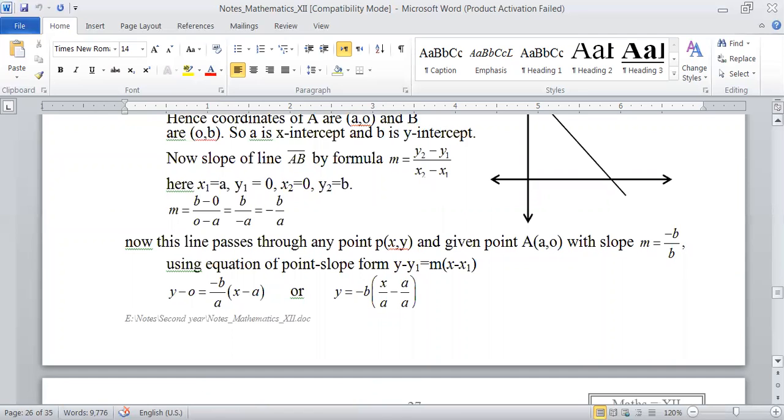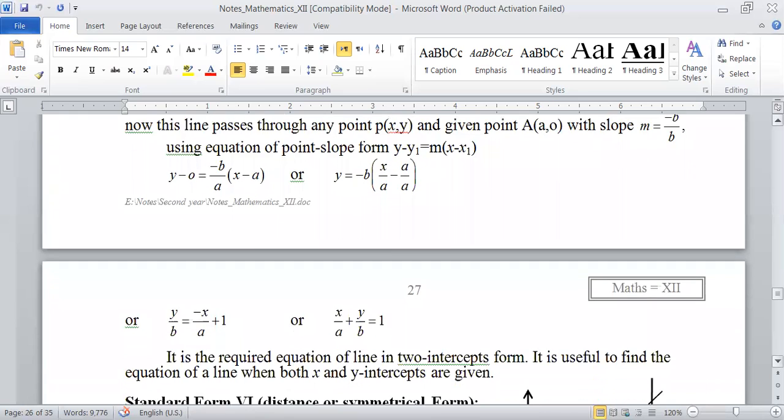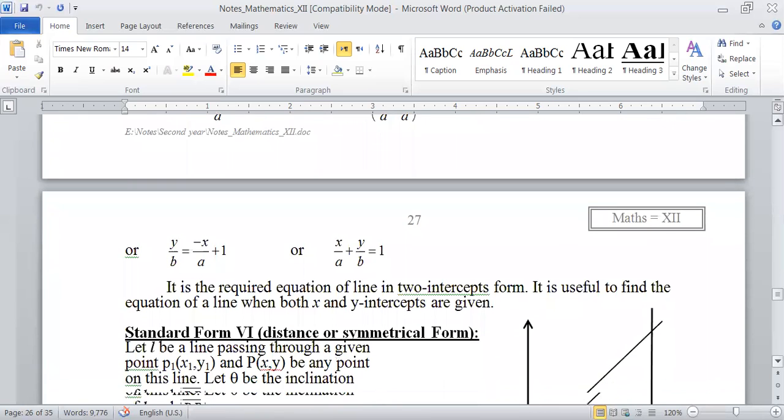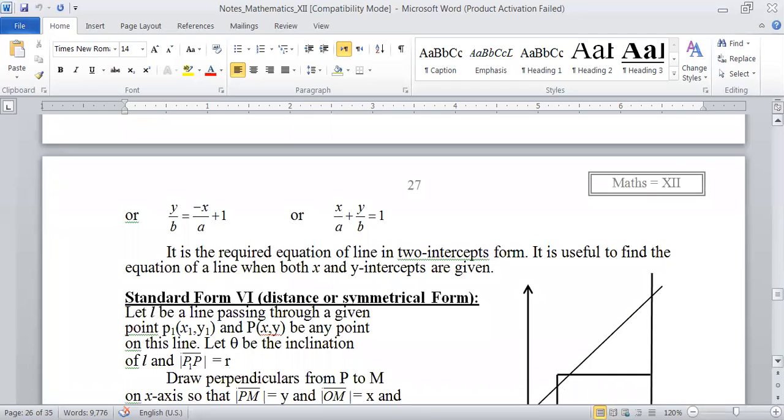Using equation of point slope form y minus y1 is equal to m(x minus x1). इसमें आप वैल्यूज पुट करें, सिंप्लीफाई करें तो हमें मिलेगा x upon a plus y upon b is equal to 1.